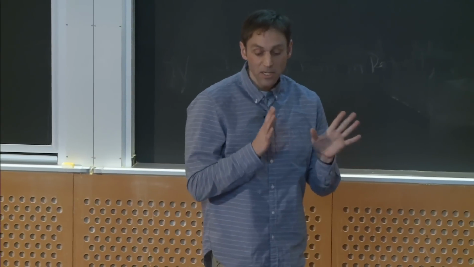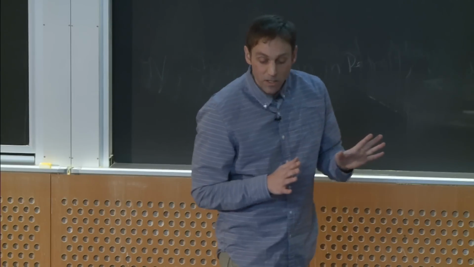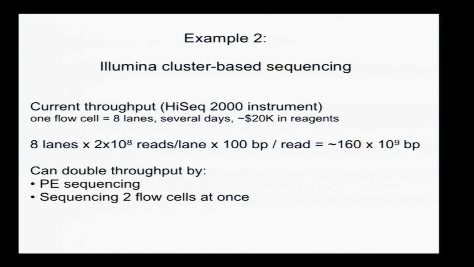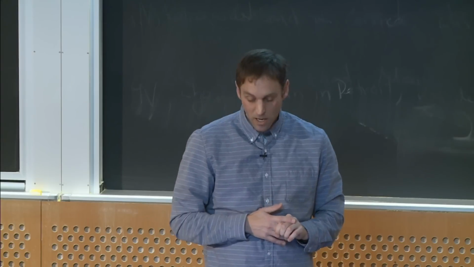These days, a single lane will produce something like 200 million reads. It's routine to get 200 million reads from a lane, and sometimes you can get more. You can do up to 100 bases. You can do 150 these days on a MiSeq, which is a miniature version, and maybe 300 or more. That's a whole lot of sequence. That's 160 billion bases of sequence from a single lane, and that will cost you maybe $2,000 to $3,000, depending where you're doing it. That doesn't include the capital cost, that's just the reagent cost for running it.